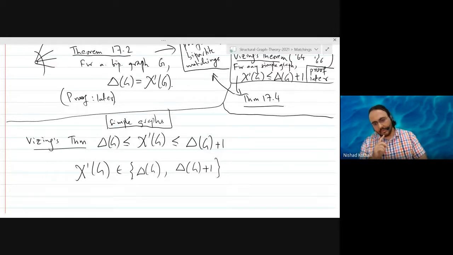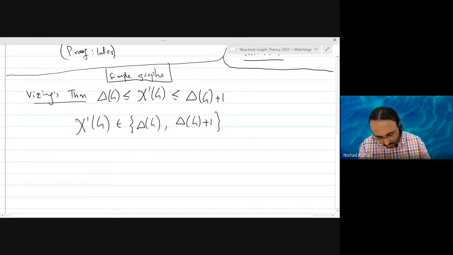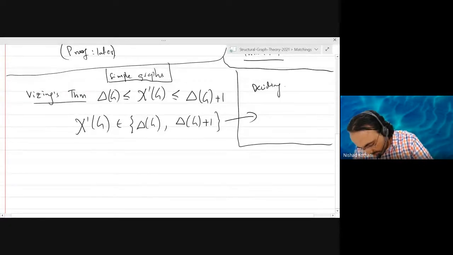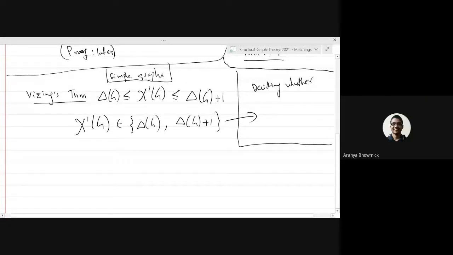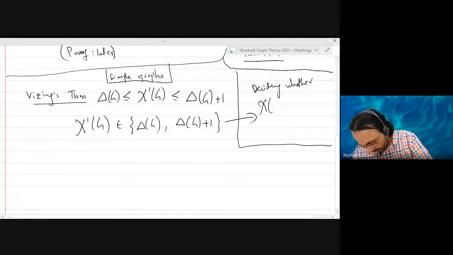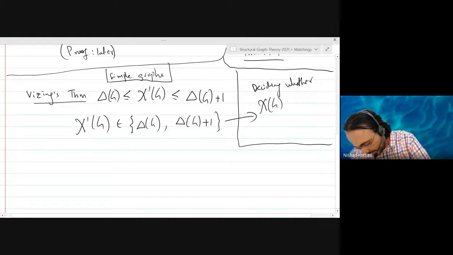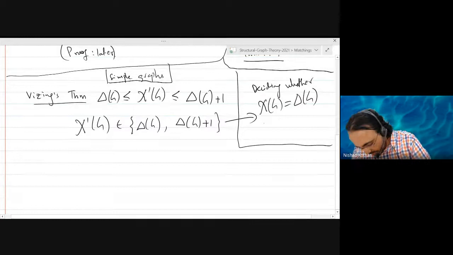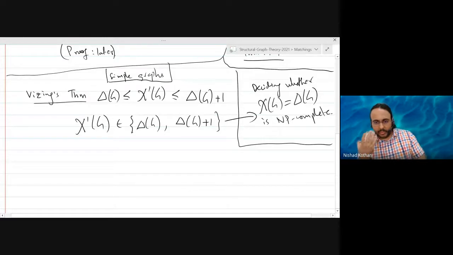And it turns out that deciding whether it is one or the other is an NP complete problem. So basically, is there a characterization of all those graphs for which chi dash G is exactly equal to delta of G? That's exactly what I want to discuss. Deciding whether this is equal to delta of G or delta of G plus 1 is an NP-complete problem. One of my favorite NP-complete problems. You know that it is one of two values, but you cannot decide which one it is.